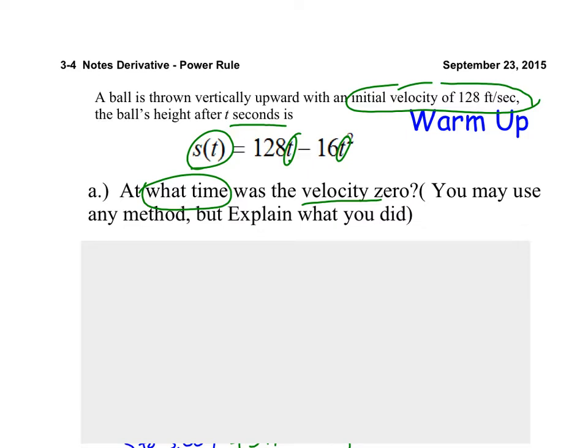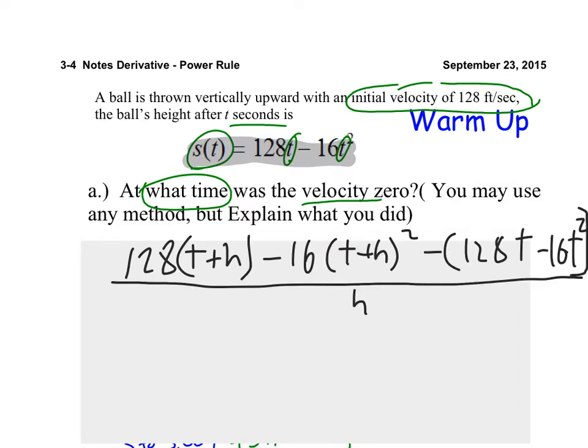So, to find out at what time the velocity is zero, you have to use the derivative. Here's the thing. This is a position function. And we said before that the derivative of a position function equals velocity. So let's take this derivative.